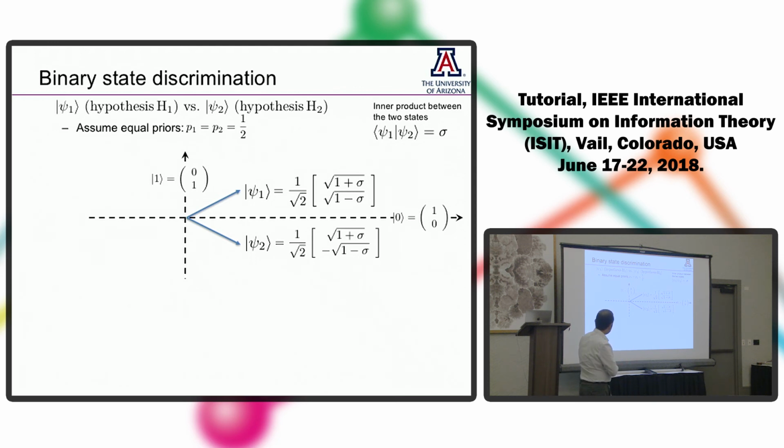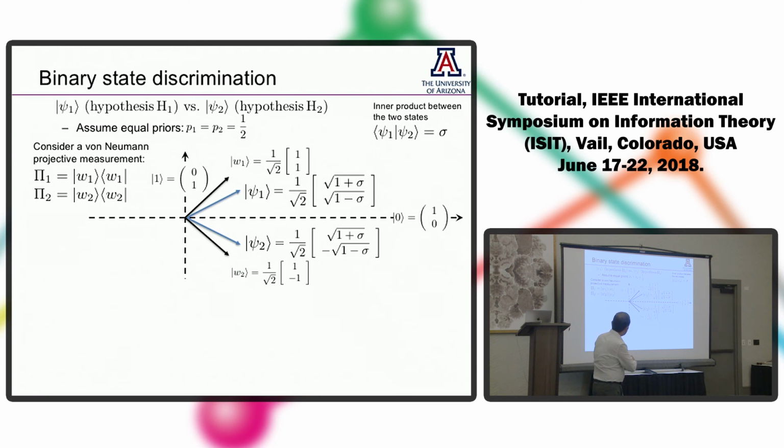Okay, so now consider the measurement given by the vectors W1 and W2. W1, by the way, is the same vector that I called plus a few slides back. So it's (|0> + |1>)/root 2, so it's (1, 1), and W2 is (1, -1), with the same normalization. The reason I'm calling it W1 and W2 is because I want to associate W1 with psi 1 and W2 with psi 2. Meaning when I get my W1 outcome, I'll say you gave me psi 1. When I get the W2 outcome, I'll say you gave me psi 2.